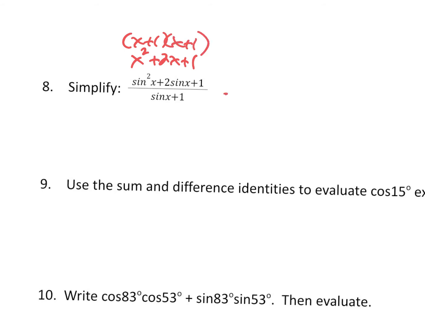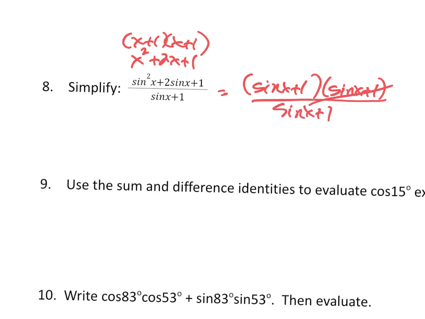So I'm going to do the same thing. Instead of the x's, I'm going to put the sine back in. I'm going to say sine x plus 1 times sine x plus 1. The denominator also happens to be sine x plus 1, which means they cancel. And it just leaves me with sine x plus 1 for the 15th time.